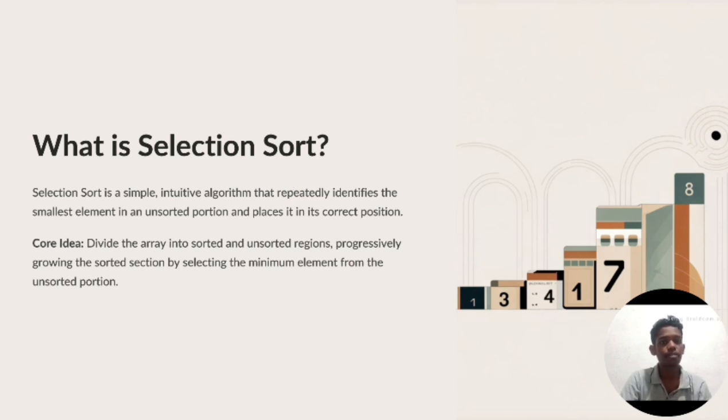Selection sort is a simple algorithm that works by repeatedly finding the smallest element from the unsorted part of the array and putting it in the correct position. You can imagine dividing the array into two parts, the sorted part and the unsorted part. With each pass, the sorted part grows.